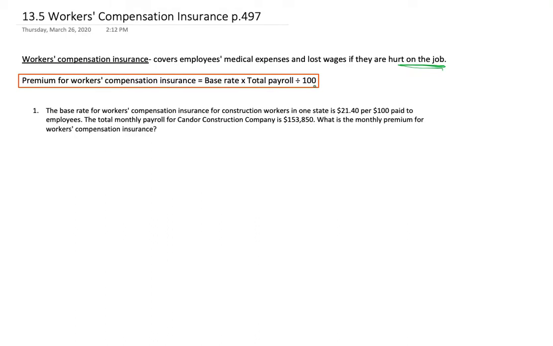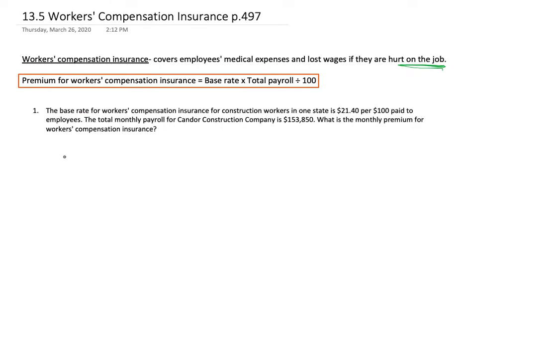And I put that divided by 100 in here because the base rate is going to say things like $21.40 per 100. And that means to divide. So I just explicitly wrote it in there. I just have one example because I think it's pretty straightforward. Let's go ahead and go through it.